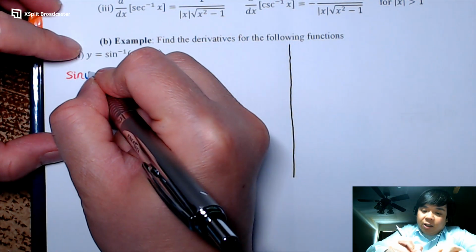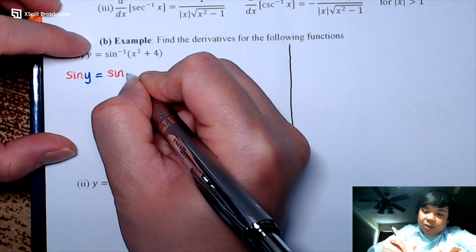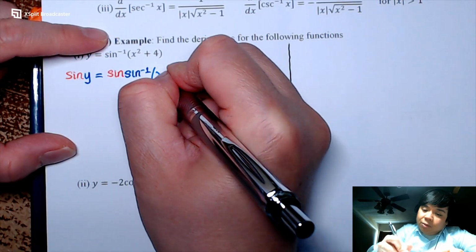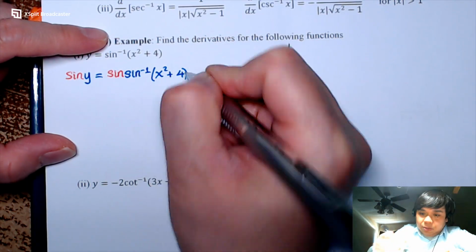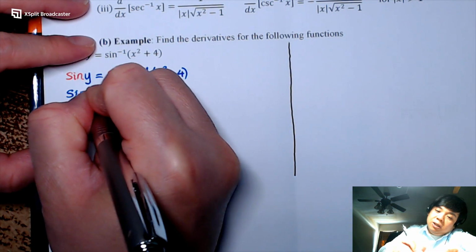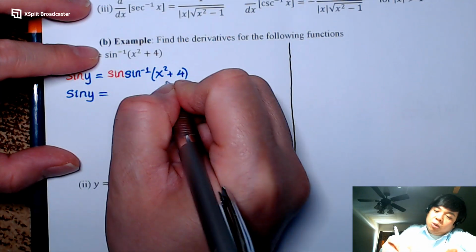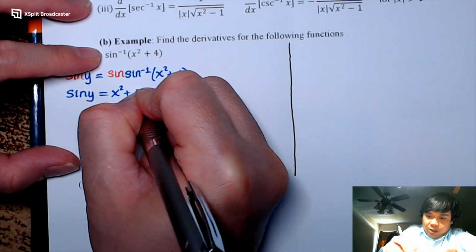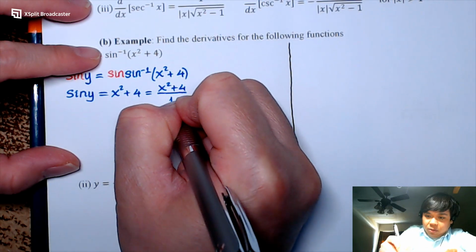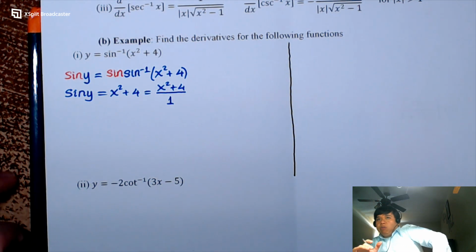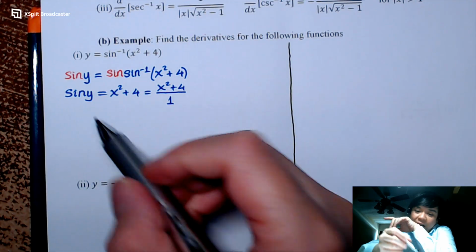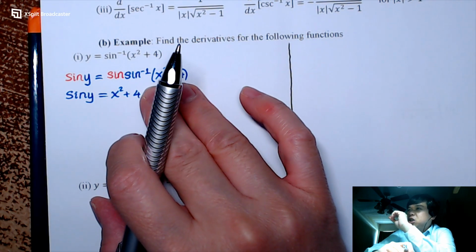We have that sine inverse cancel out. We have sine of y equal to x squared plus 4. Now I can write this as x squared plus 4 over 1. The reason why I write x squared plus 4 over 1, actually we'll do that later. But x squared plus 4 for now. That will come in just a bit later.